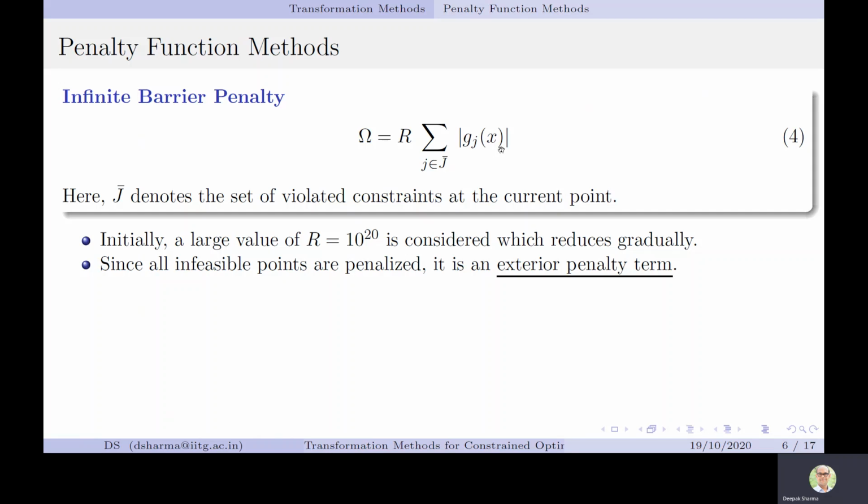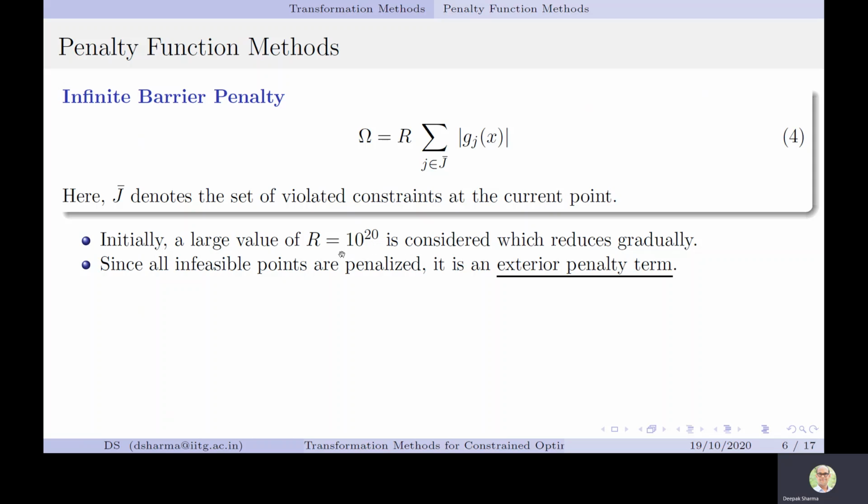Why? Because our constraint is written as g_j of x greater than or equal to 0. If it is already greater than or equal to 0, this means it is feasible. If it is not, then g_j of x is going to take a negative value. So therefore, we are making a summation. And since we are minimizing a problem, this positive value is adding to the objective function value.